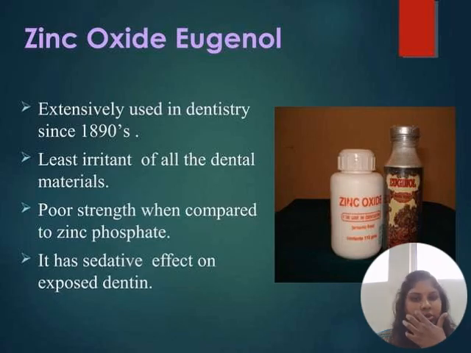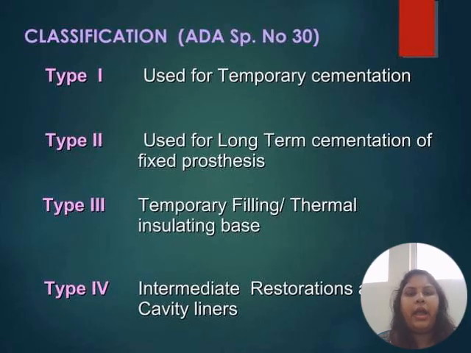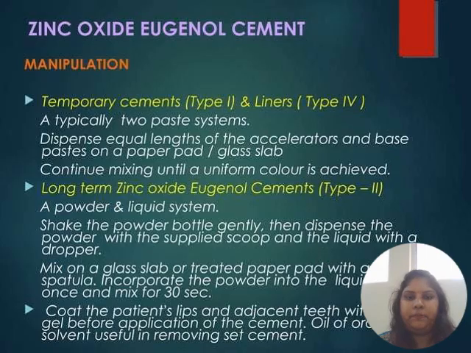They have been extensively used in dentistry since 1819. It is the least irritant of all the dental materials. It has poor strength when compared to zinc phosphate and it has a sedative effect on the exposed dentin. So again you have the powder and liquid ratio and classification: type 1 for temporary cementation, type 2 for long-term cementation, type 3 for temporary filling or thermal insulating base, and type 4 for intermediate restoration.